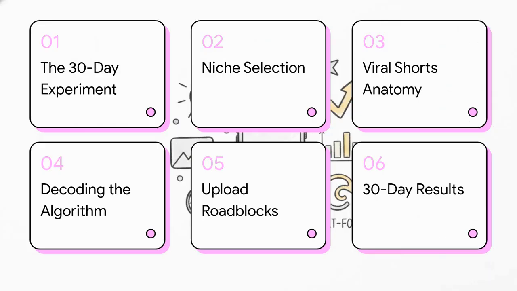So here's our roadmap for today. We're going to deconstruct this exact experiment step by step. We'll cover the 30-day viral experiment itself, the absolute importance of niche selection, the actual anatomy of viral shorts, decoding the YouTube algorithm, how to overcome upload roadblocks, and finally, the hard results of those 30 days.